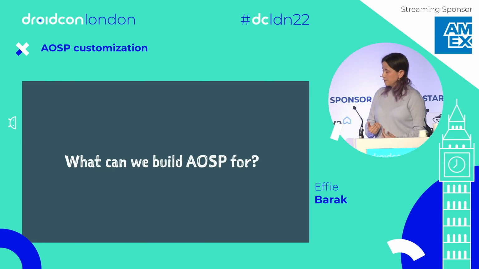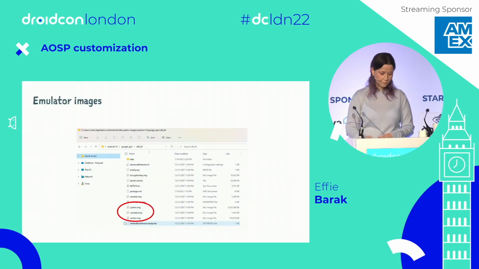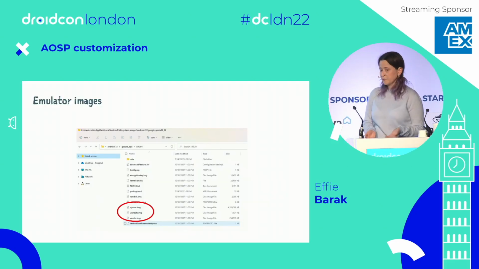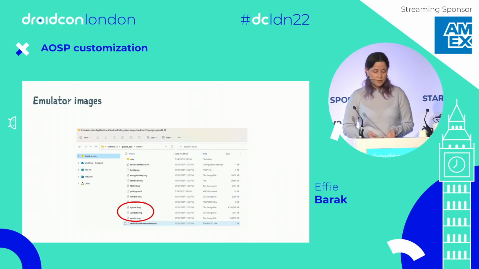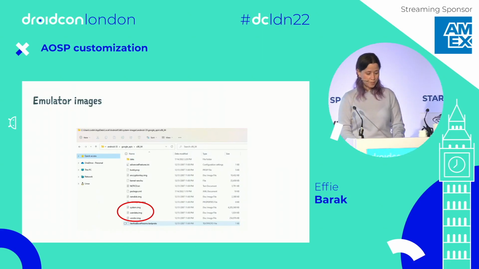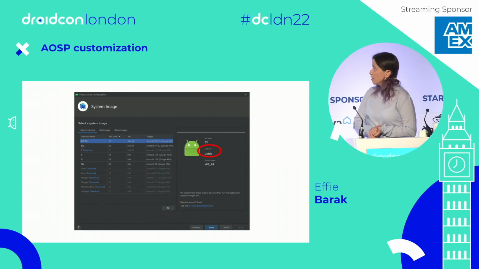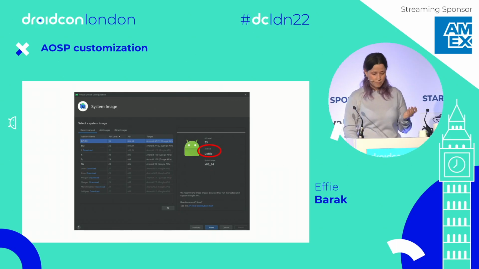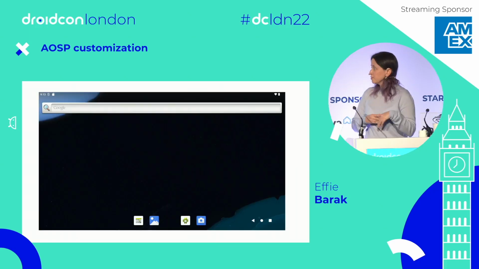So what can we build AOSP for? The first and easiest thing to do is to build for an emulator. We don't need any specific drivers or stuff that is related to hardware because we don't have any hardware. So just building for an emulator is something we can do out of the box with AOSP, no questions asked. And when we build our own custom AOSP image, we can later create our own specific emulator AVDs from it and use them the same as we use any other image that we can download from Google.